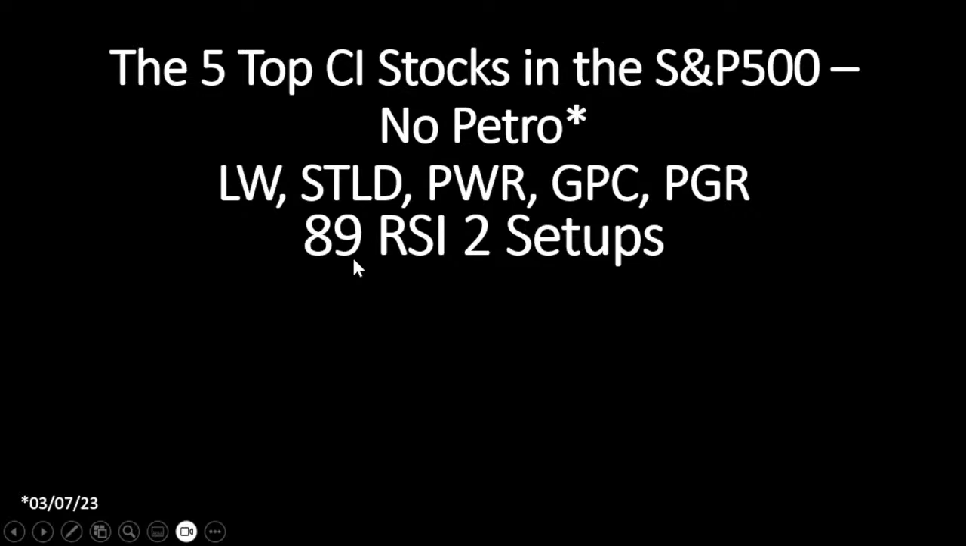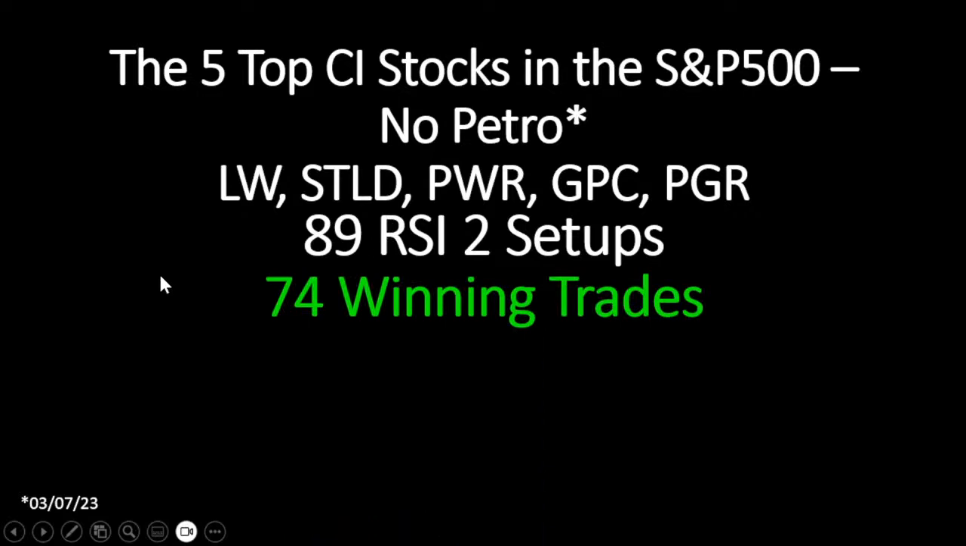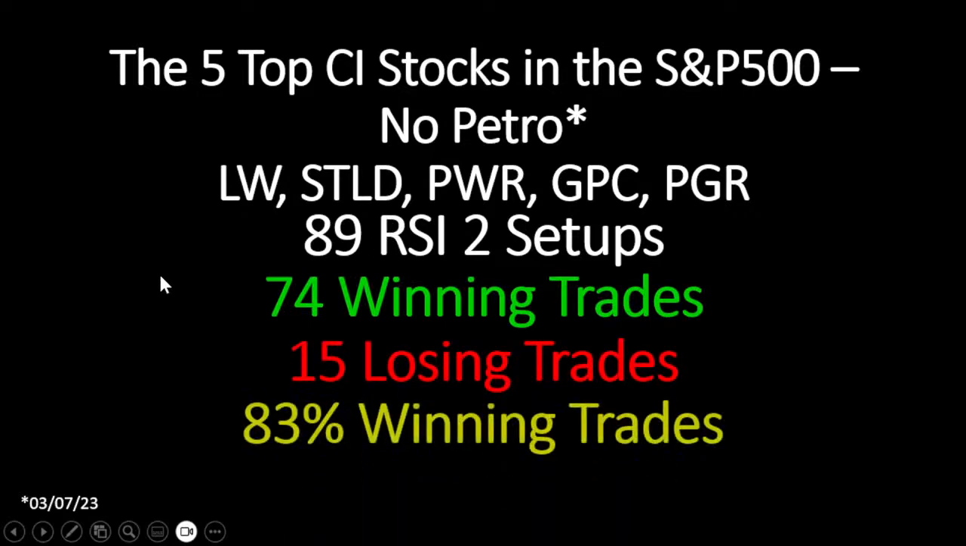On March 7th, 4 months ago when I last did this webinar, those were the top 5 CI stocks in the S&P 500, and from March 7th of 22 to March 7th of 23, there were 89 RSI-2 setups, 74 winning trades, 15 losing trades. That's an 83% winning trade percentage. What's the common denominator or the common theme here? We're looking at mid-80s winning trade percentage.